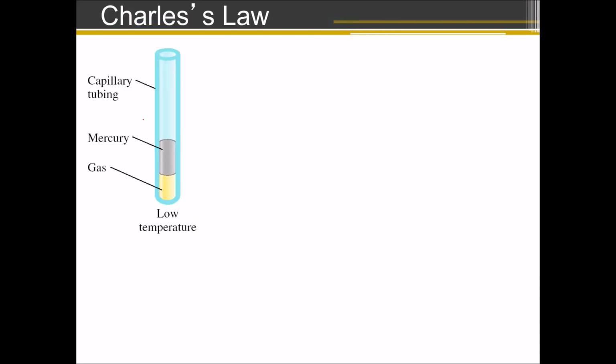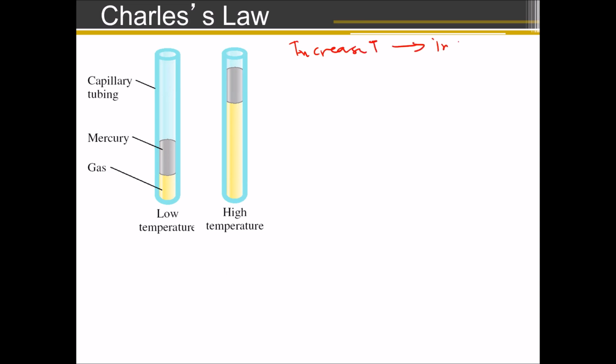The last relationship here is a relationship between the volume of a gaseous sample and its temperature. So when you put a gaseous sample at low temperature and then you increase the temperature, what we experimentally see is that the gas will expand as the temperature increases. When you increase temperature, it's going to increase volume and vice versa, or mathematically volume is directly proportional to temperature, or volume equals a constant times temperature.